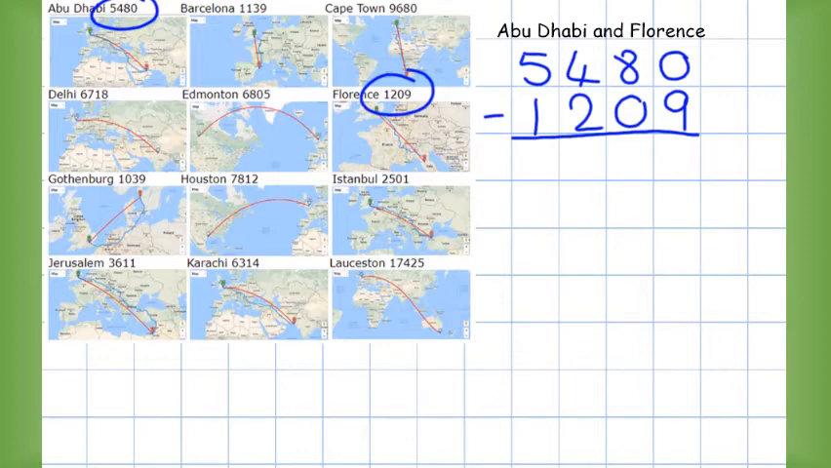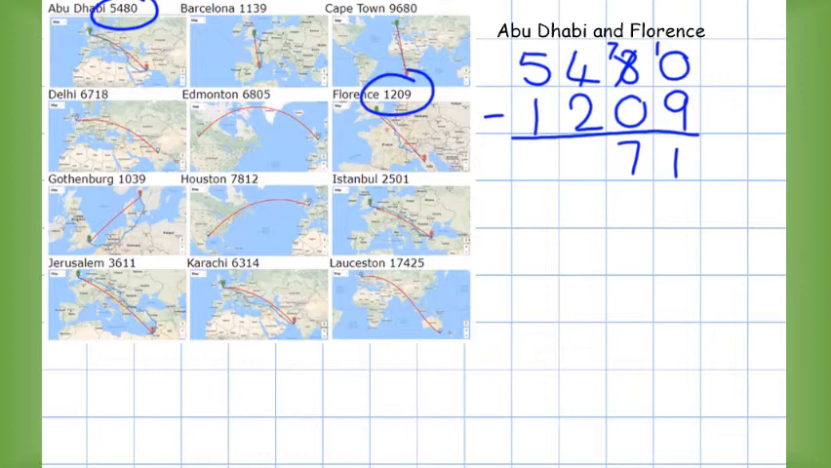0 take away 9 I can't do, so I have to exchange a 10, which makes that 7 tens, for 10 ones. I can certainly do that now though. 10 take away 9, oops, is not 9, Miss Dunn. What are you doing? It's 1, isn't it? 7 tens take away no tens leaves me with 7 tens.